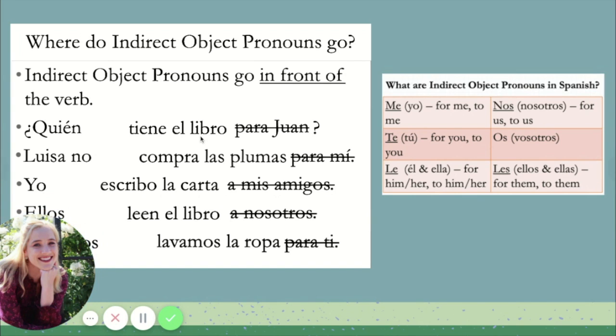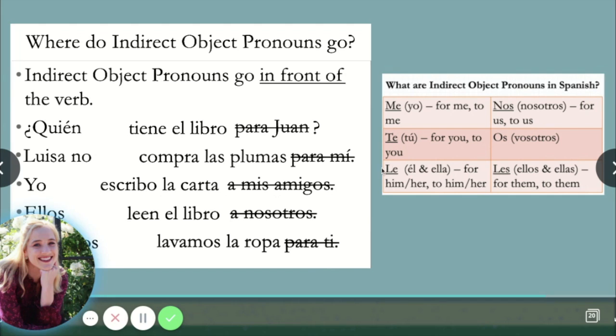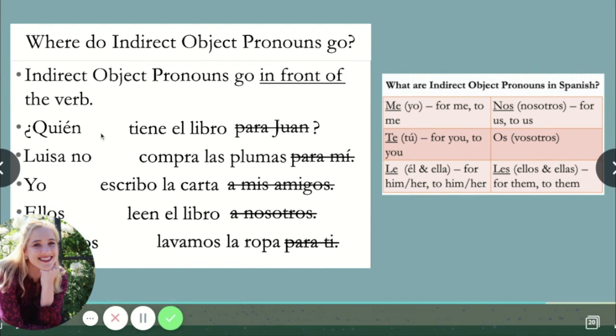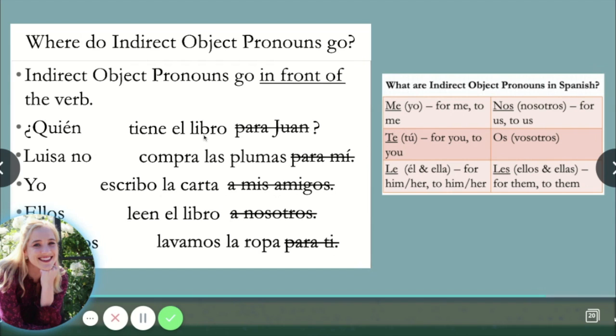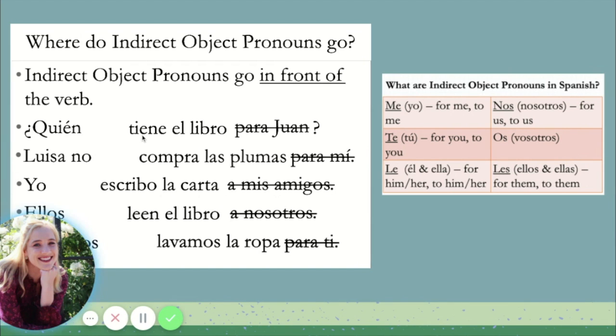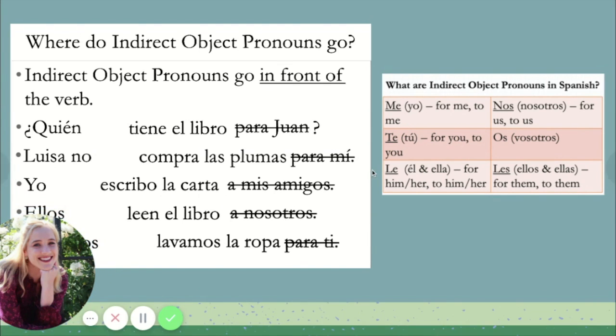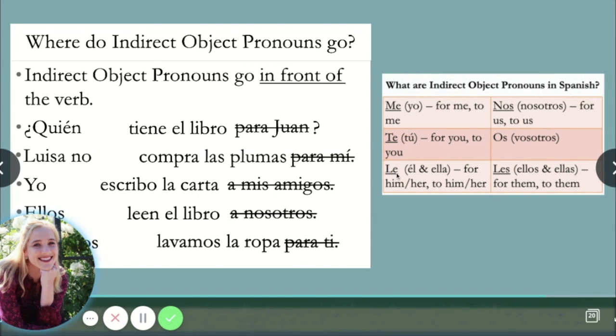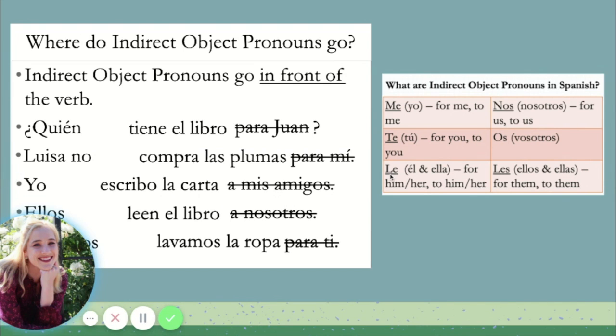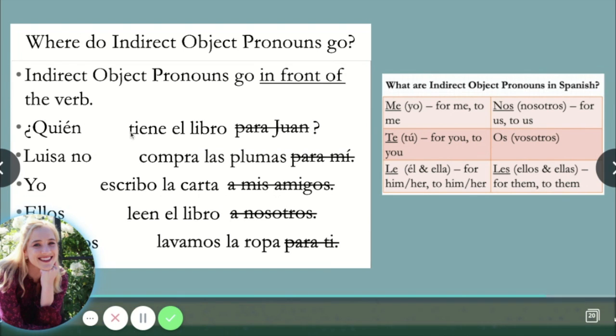Good. Okay. So it would be le. We could say, ¿quién le tiene el libro? Okay. So we would replace para Juan with le. Again, we could say a él, for him, or we could just take that out and put in the pronoun. Makes it much shorter, much more concise. ¿Quién le tiene el libro?